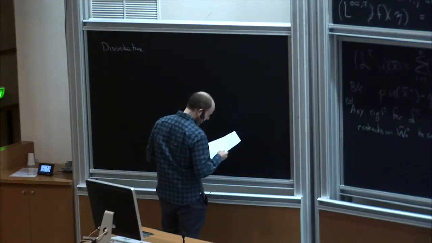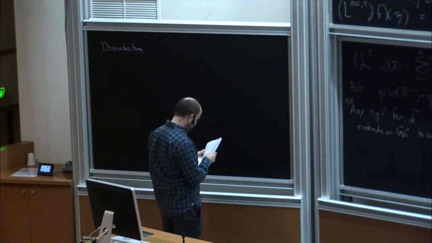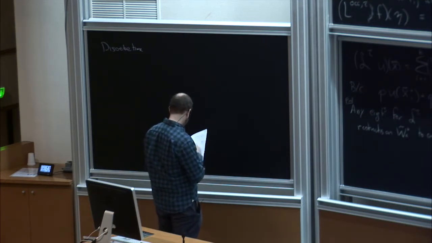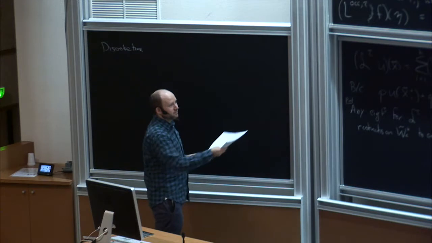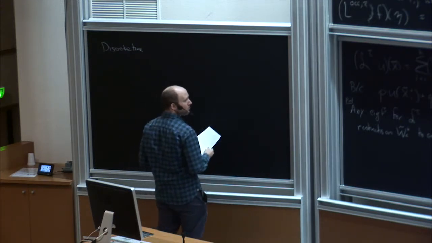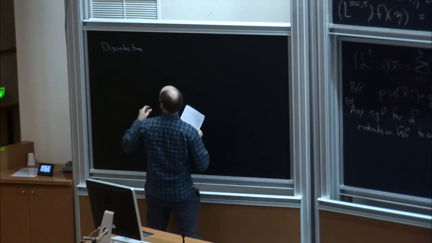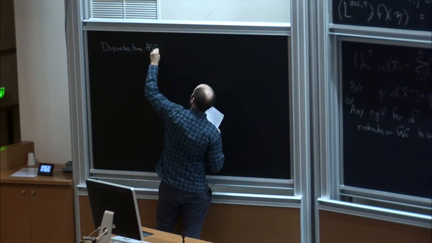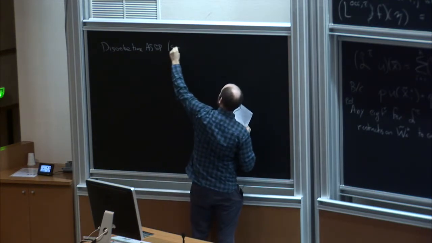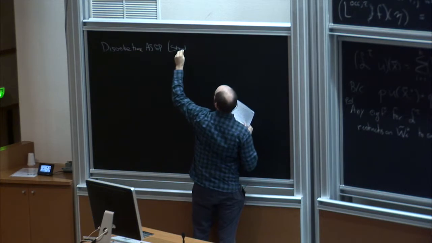I don't think I'll be using any large formulas anymore, so you can not worry about more contour integrals for the moment. So I'll talk about a discrete time ASEP, which is something that I'll also call the stochastic 6-vertex model.